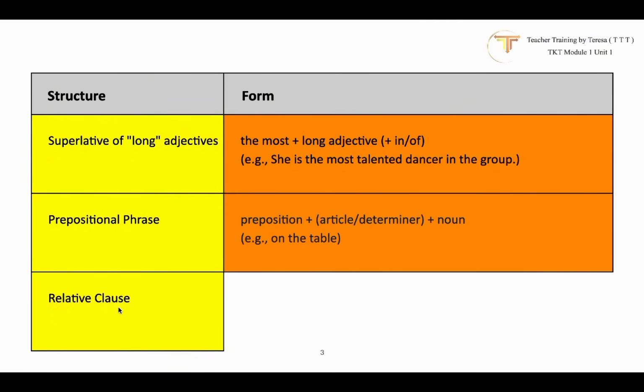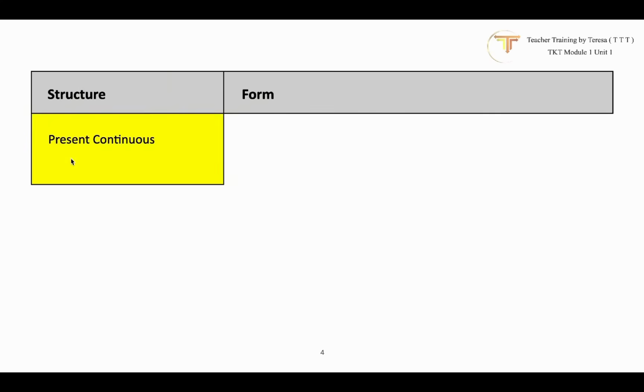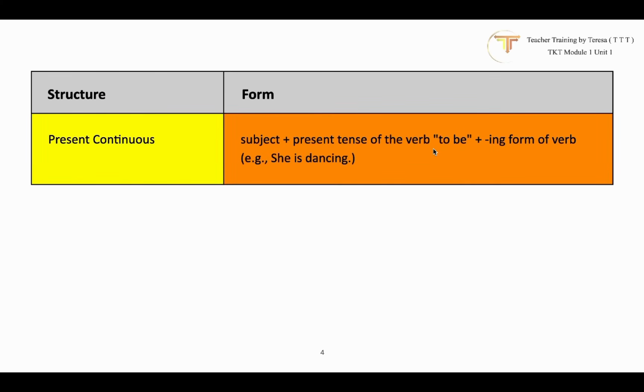Relative clause: relative pronoun, for example who, which, that, plus subject plus verb. Example: The book that you lent me is excellent. Present continuous: subject plus present tense of the verb to be plus the -ing form of the verb. Example: She is dancing.